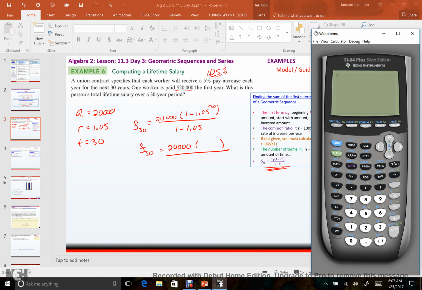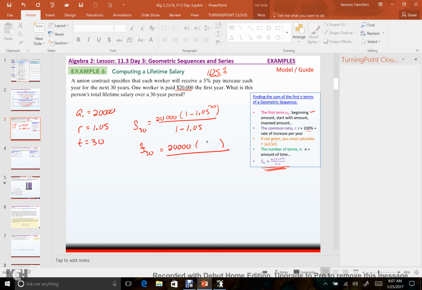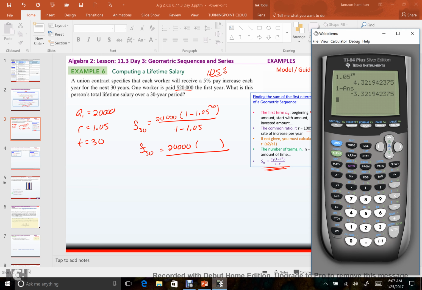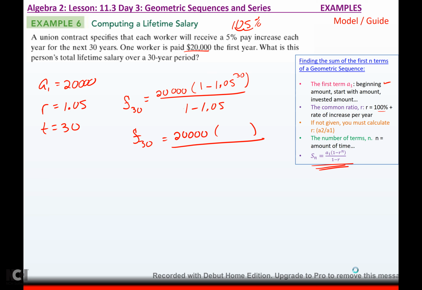Okay, so what I do is type 1.05 caret 30 and hit enter. Then I need 1 minus that, so I hit 1 minus, and I don't want to type all that. Right down here, this negative key has answer in blue on it. So if I hit second negative, it'll say my answer, and then I hit enter again. Okay, so inside there I get negative 3.32.